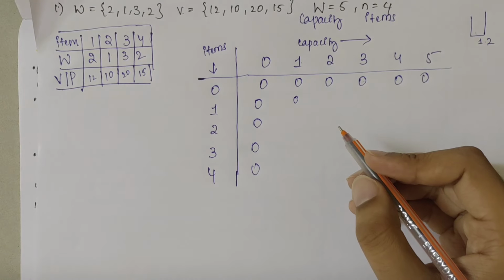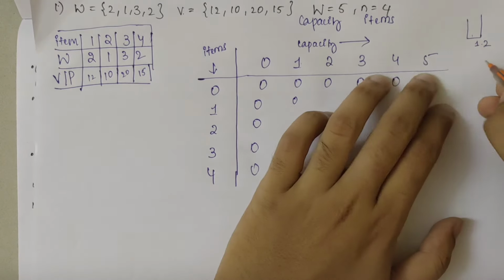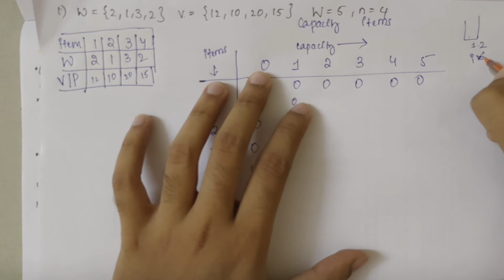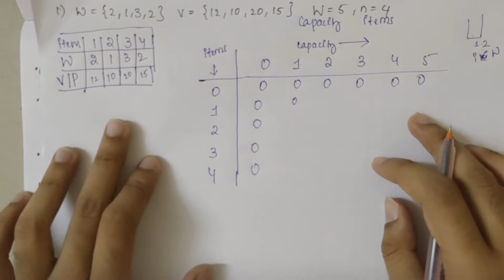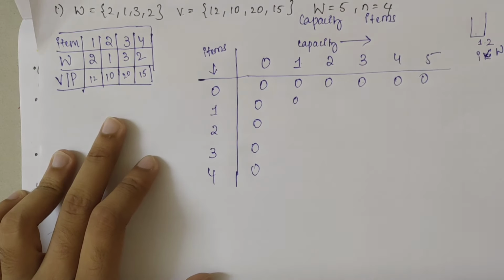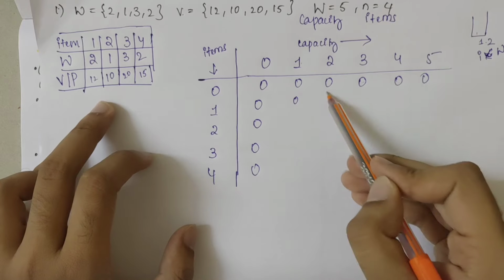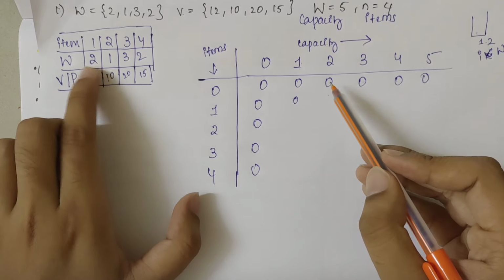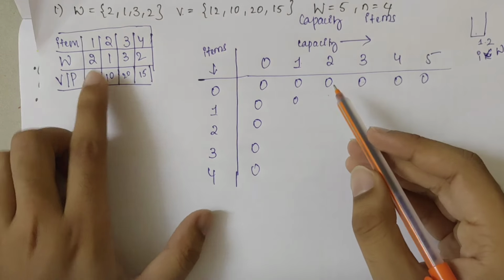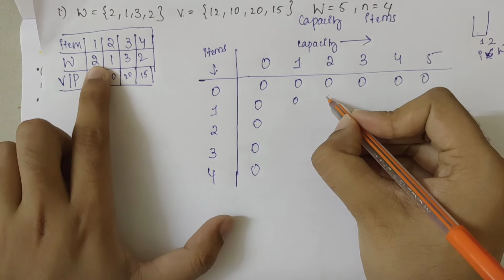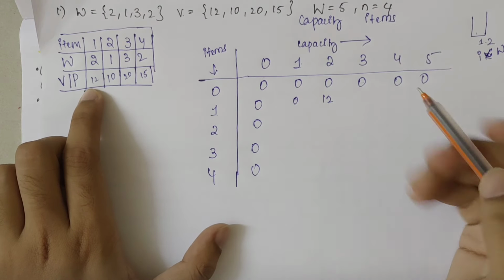So when the item weight is less than or equal to the capacity weight, in that condition I can store the values here. So I need to look into the maximum V or P value also. We'll look into that further. But as of this part, yes, weight 2 can be stored in capacity 2. So the corresponding profit of this weight should be written here. So profit of 2 is 12. So I'll write 12 here.